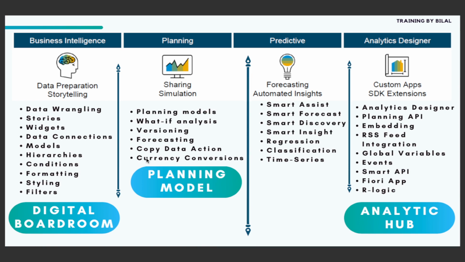And the next thing is that there are four main things in SAC: business intelligence, planning, predictive, analytics, stories. We will be covering business intelligence. In business intelligence, there's data wrangling, story creation, widgets, data connectivity, how you create models, hierarchies, conditions, formatting. We will be covering all the things in this video related to business intelligence.